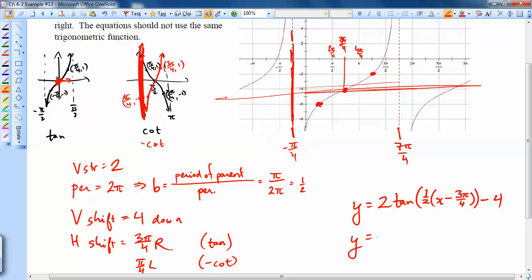Or it could be 2 negative, or negative 2, since it's negative cotangent, 1/2 x, and then pi over 4 to the left, so plus pi over 4, and then 4 units down. So either of those should work, and I'll double check and make sure they're right. Otherwise, I won't post this video.